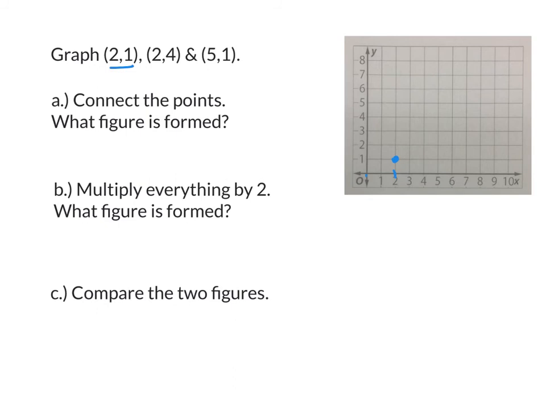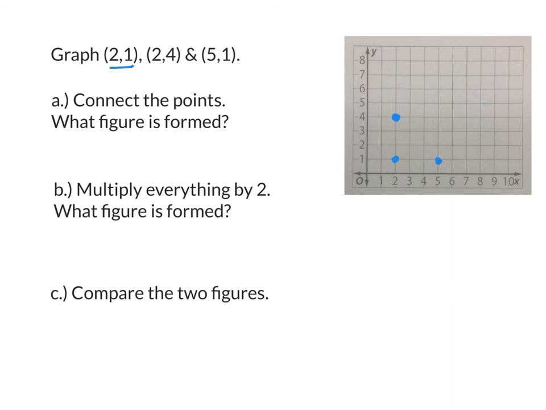The next one is 2, 4, so we still go over 2, but this time we go up to 4. And the last one is the point 5, 1. So over 5, up 1. These are our 3 points. We don't need these anymore.